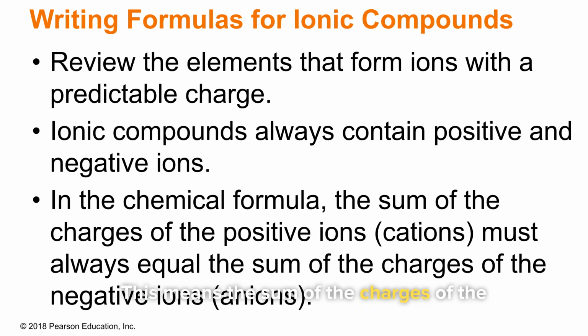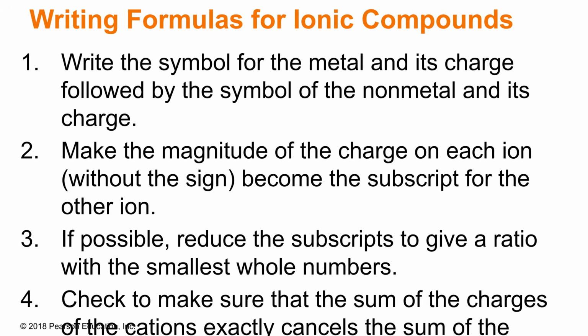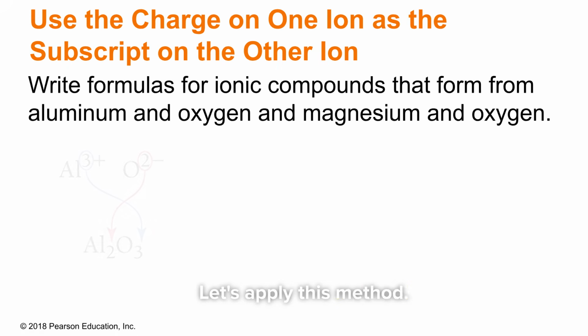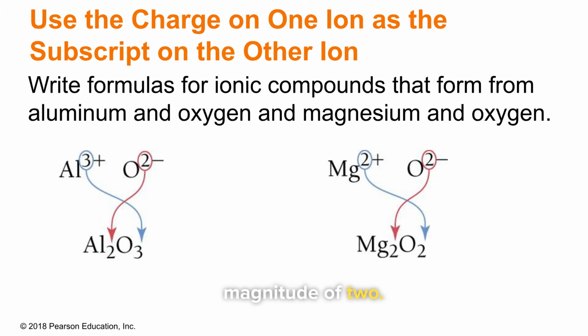This means the sum of the charges of the positive cations must exactly equal the sum of the charges of the negative anions. To write a formula, place the metal symbol first, followed by the nonmetal. Use the magnitude of the charge of one ion as the subscript for the other. Finally, reduce these subscripts to the smallest whole number ratio, ensuring the total charges cancel out. Let's apply this method. When aluminum with a 3+ charge combines with oxygen with a 2- charge, we swap the numbers to get aluminum oxide, Al2O3. For magnesium and oxygen, both have a magnitude of 2, so the charges cancel, resulting in MgO.